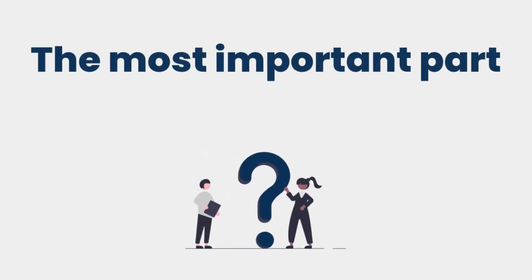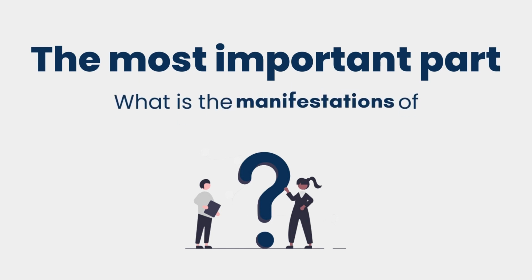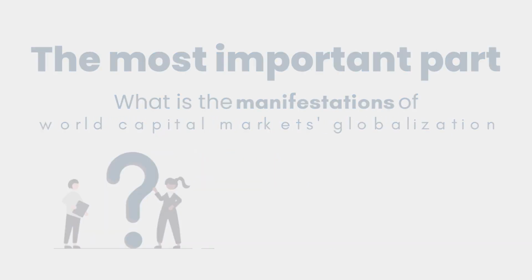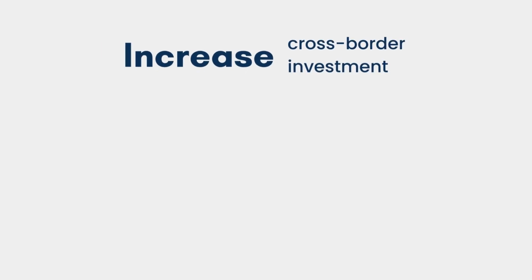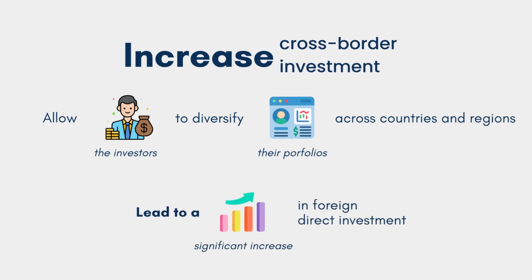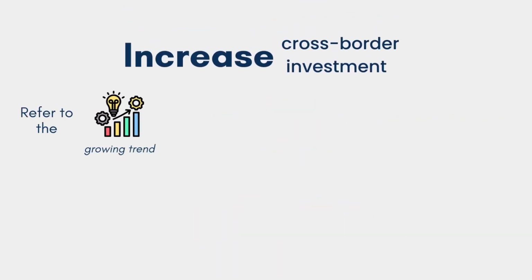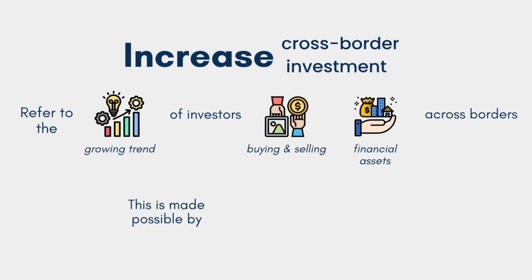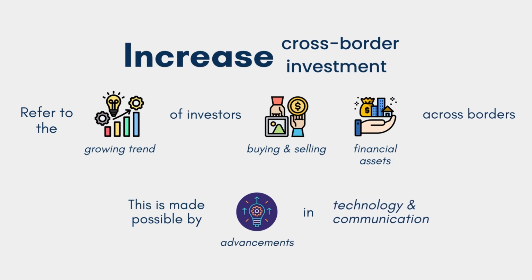And now, the most important part. We will discuss some of the manifestations of the globalization of world capital market. It has led to a number of significant manifestations, including increased cross-border investment. One of the most significant manifestations is the increased cross-border investment. This has allowed investors to diversify their portfolios across countries and regions, and has led to a significant increase in foreign direct investment. It refers to a growing change in investors buying and selling financial assets across borders. This is made possible by advancement in technology and communication.